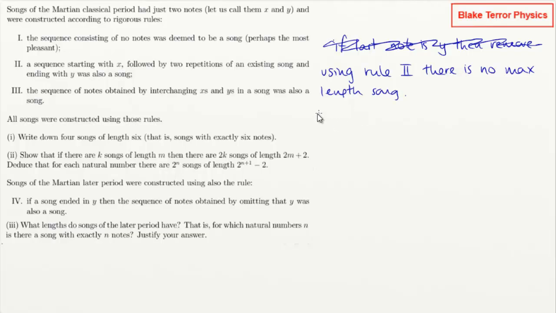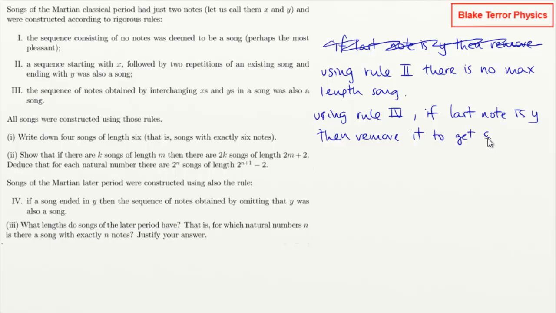So using rule 4, this is our new thing, if the last note is Y, then remove it to get a song of 1 shorter length.